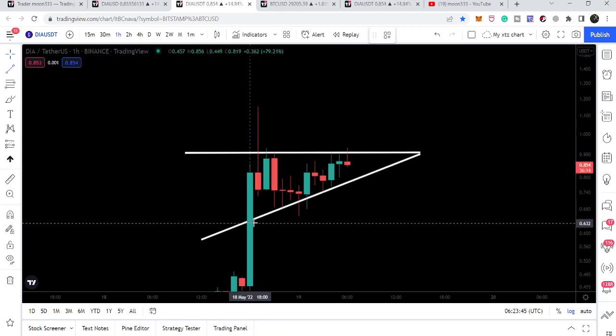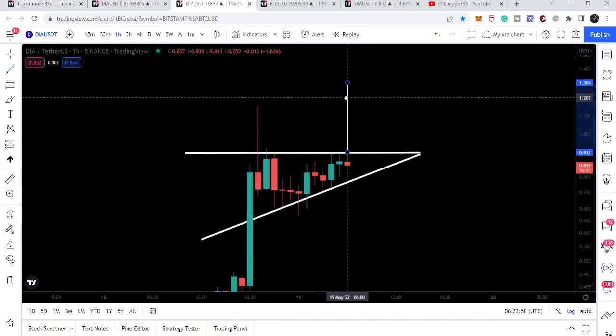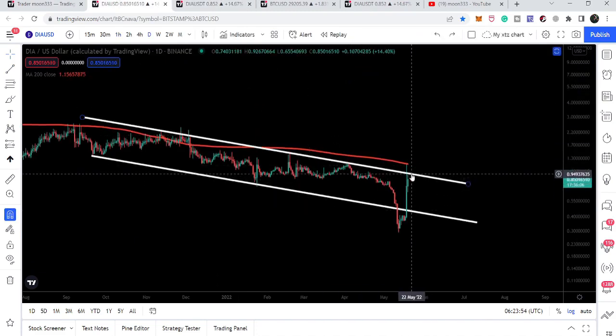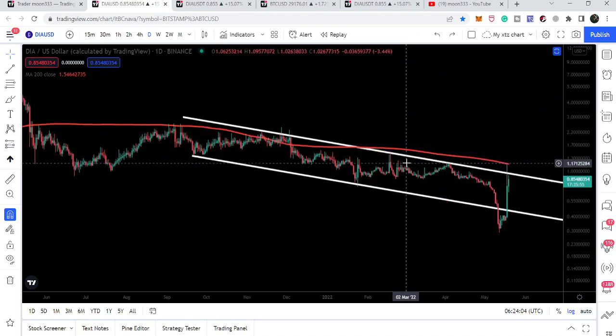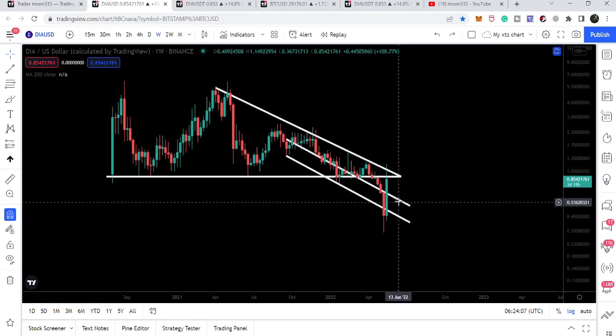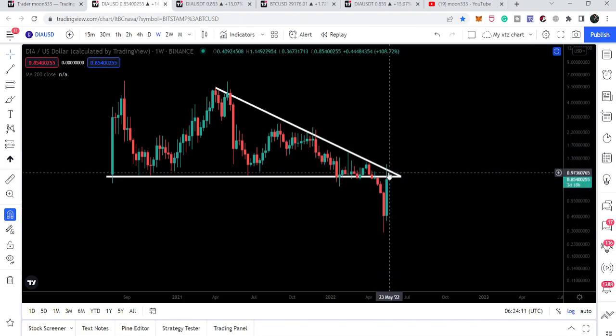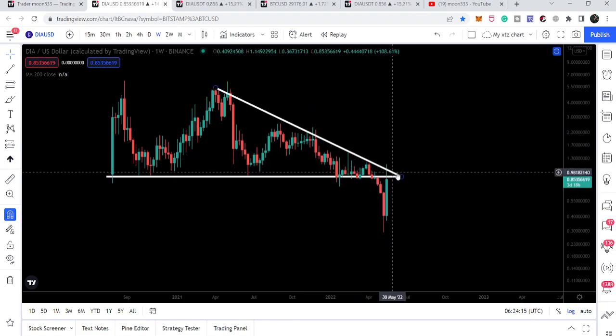For example, if DIA breaks out the resistance of this triangle, then our next target to the upside will be here at $1.30. And we can see that if price moves to $1.30, then it can also break out this resistance of the channel and also the resistance of this 100 daily simple moving average. And it can also re-enter the bigger triangle as well. There will be a very high probability that after that, it will also break out this very, very big resistance of this triangle as well.